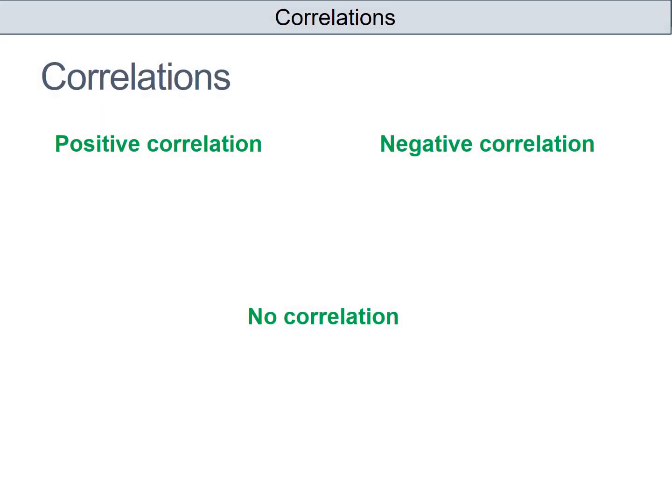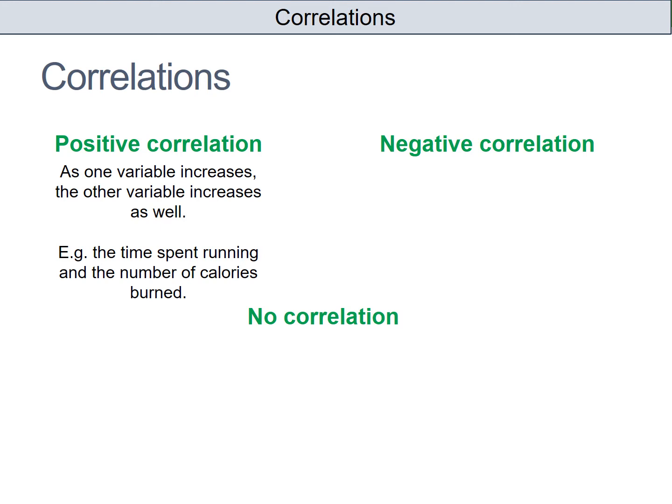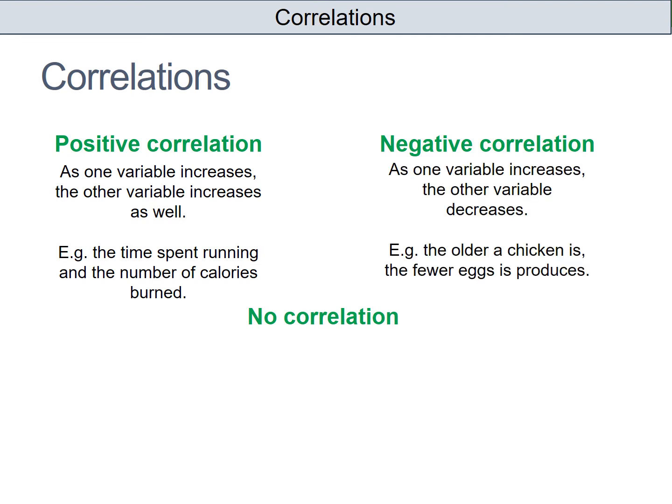So correlations come in two forms. A positive correlation is when, as one variable increases, the other variable increases as well. So for example, if you spend more time running on a treadmill, then the number of calories you'll burn in that time will increase. A negative correlation is when, as one variable increases, the other variable decreases. So for example, the older a chicken is, the fewer eggs it's going to produce.